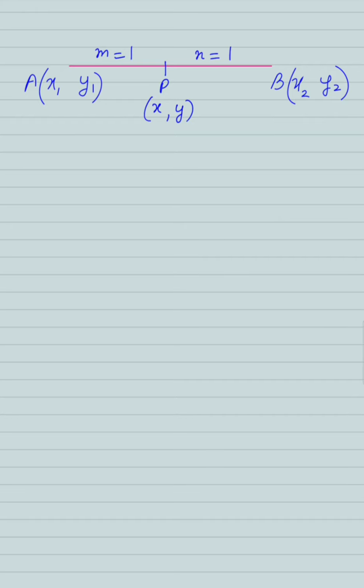Discuss with you a very important and as well as an interesting thing. The midpoint of any line segment divides the line segment in the ratio 1:1. So m is equal to 1 and n is equal to 1 if P is the midpoint. And the coordinates of this point P will be, x will be equal to x1 plus x2 upon 2 and y coordinate will be equal to y1 plus y2 upon 2.